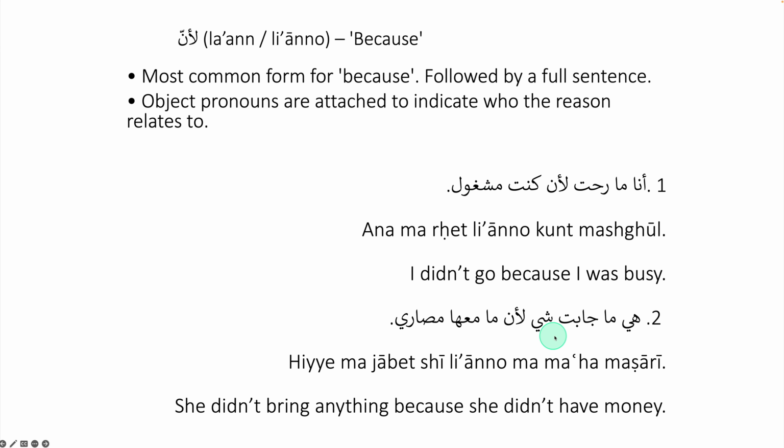هي ما جابت شي لأنه ما معها مصاري. هي, she, ما جابت, she did not bring, شي, something, so in here it means anything, she didn't bring anything. لأنه, because. ما معها, she does not have with her. مصاري is money. لأنه ما معها مصاري, because she doesn't have money.